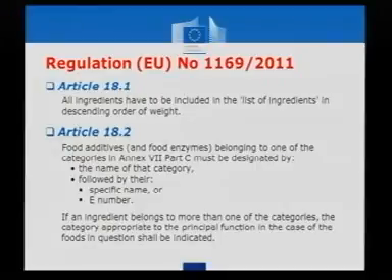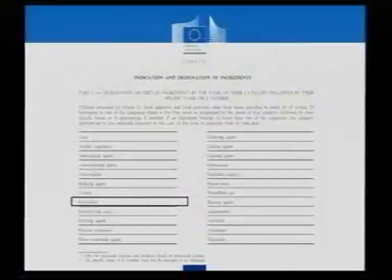If an additive or an enzyme belongs to more than one of the categories, for instance at the same time a preservative and an antioxidant, it's the category appropriate to the principal function which has to be indicated. This, by the way, is the most important change vis-à-vis the previous legislation, the one currently in force. This list is also different, but basically it's a matter of presentation.